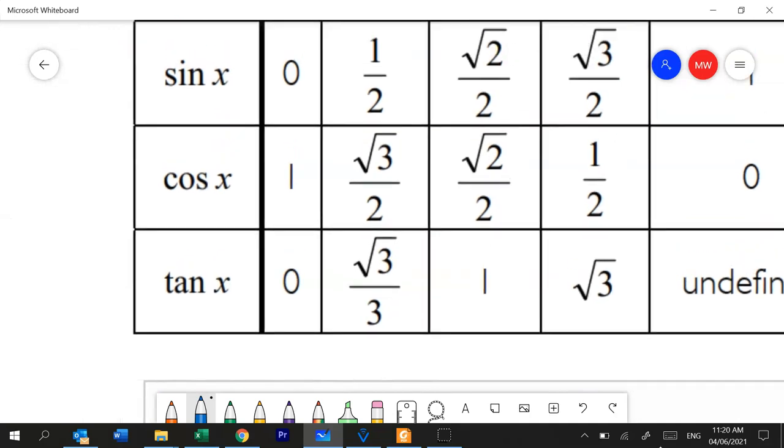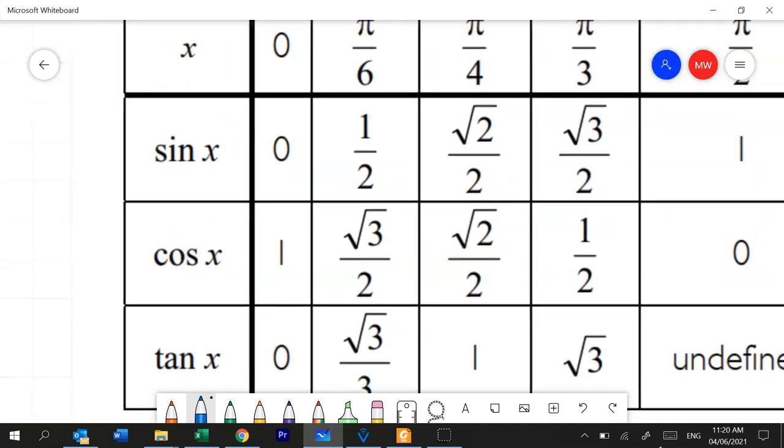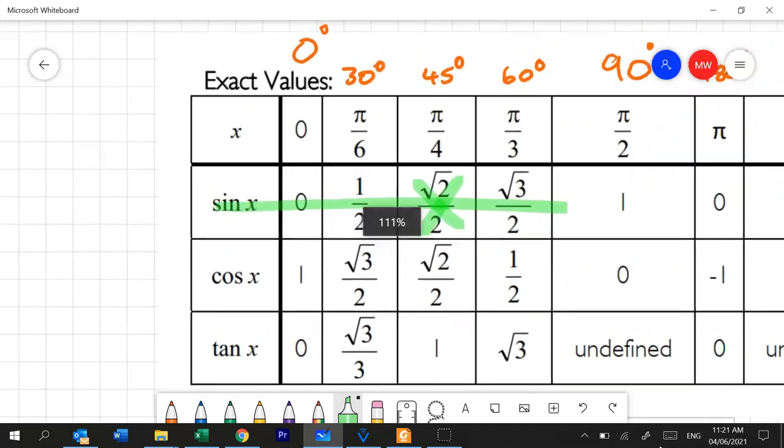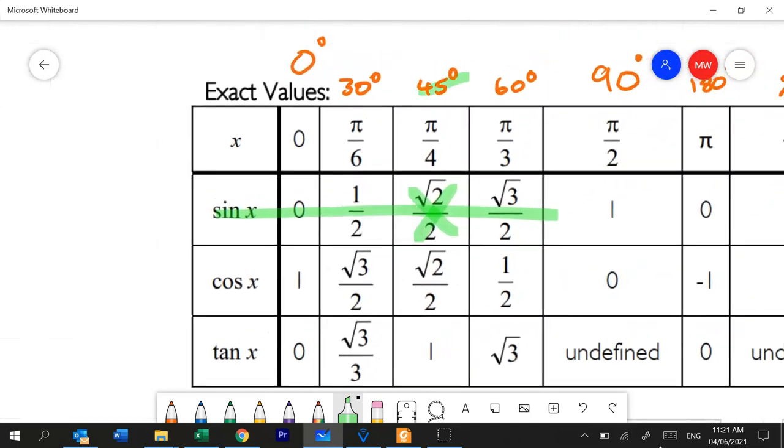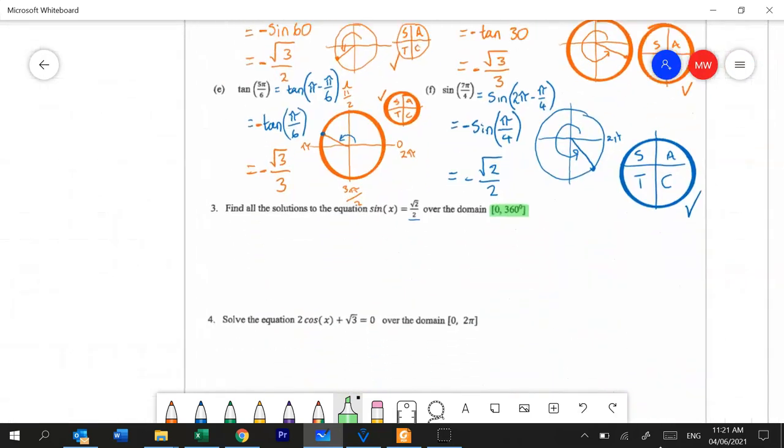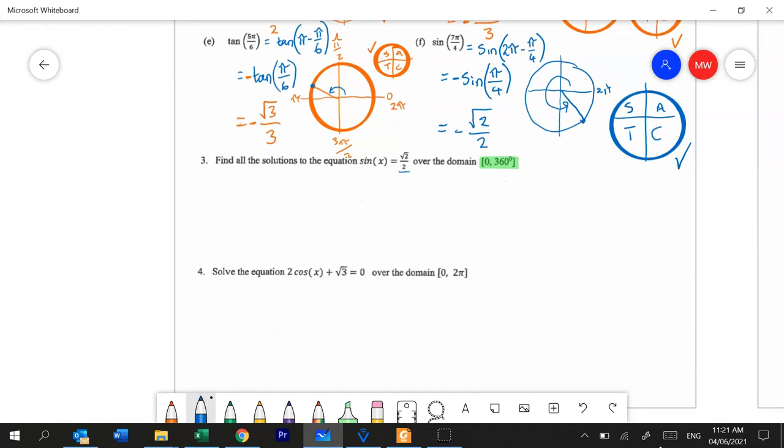And what we're doing up here is we're scanning across the sine column for where we find root 2 over 2, which happens here, okay? And we've made ourselves a note here that it was at 45 degrees. So we're going to use 45 as our reference angle. So we'll come back and make ourselves a note that the reference angle is 45 degrees. Now, the other thing that we're going to notice is that this is positive, okay?